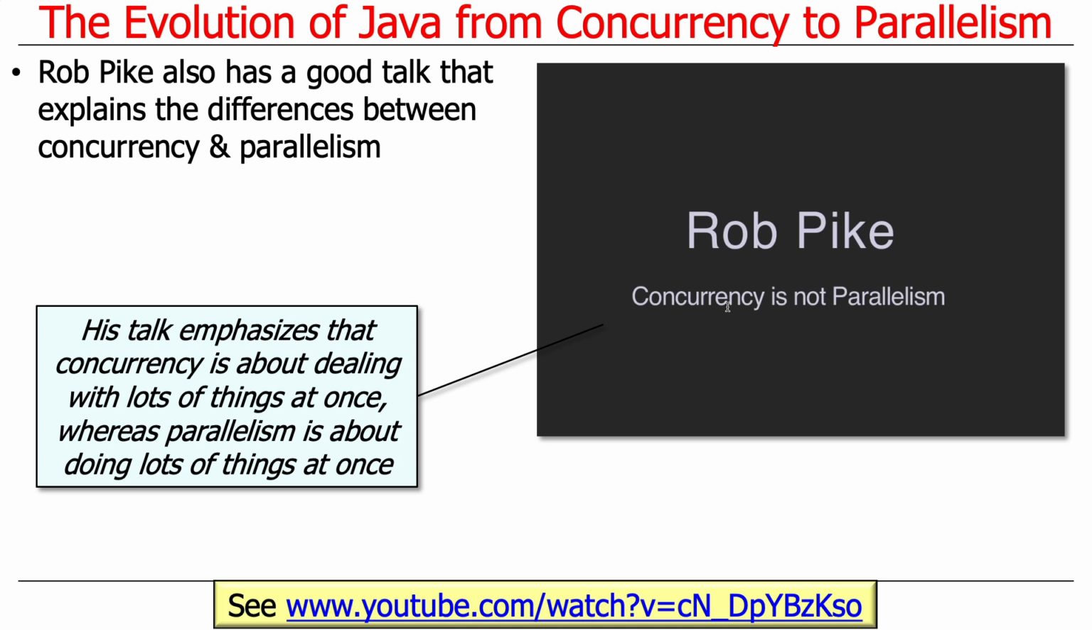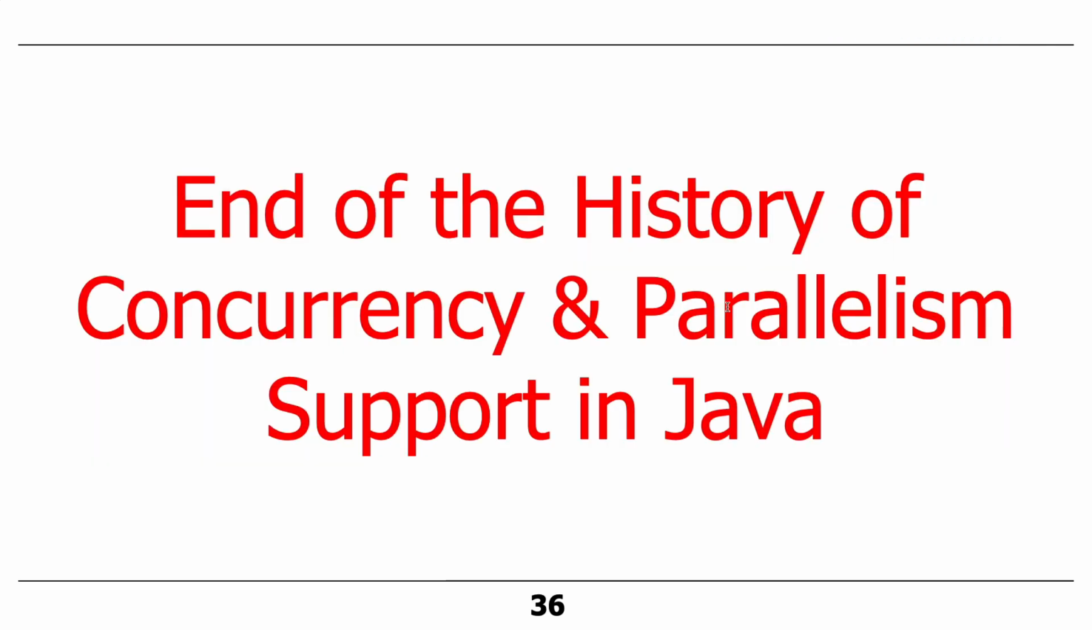Everybody has their own definition, but basically the main thing to remember is that with parallel computing, when all goes well, things really are actually running at the same time. With concurrent programming, they might be running at the same time, but typically not in the same way that parallel computing is. Concurrency is often more about sharing information in a reasonable way, avoiding various hazards. So that's the end of our quick tour through the history of concurrency and parallelism support in Java.